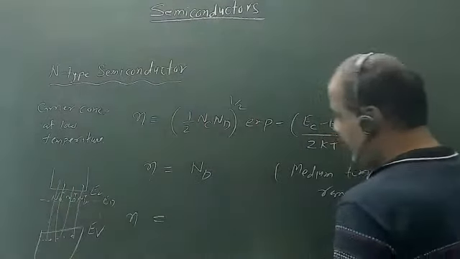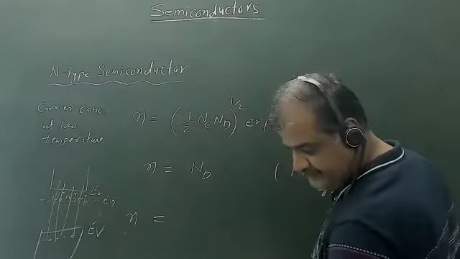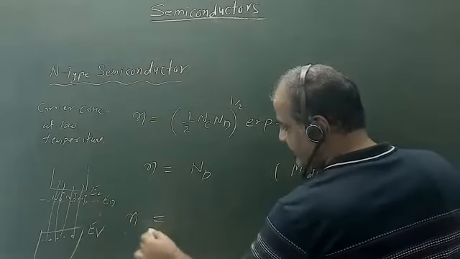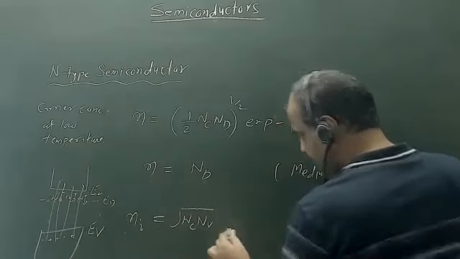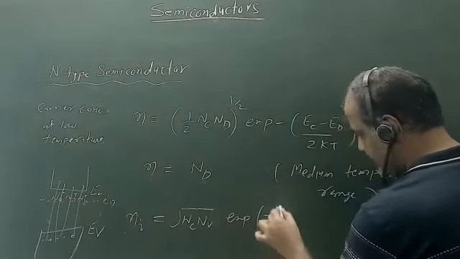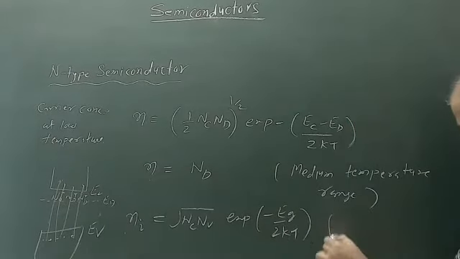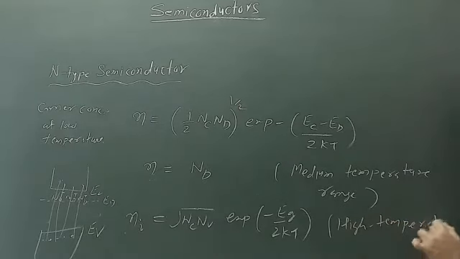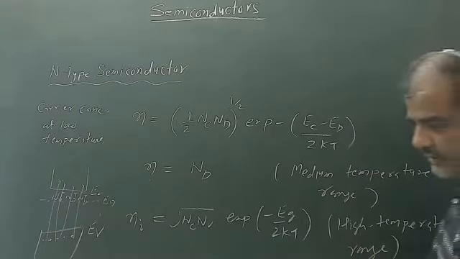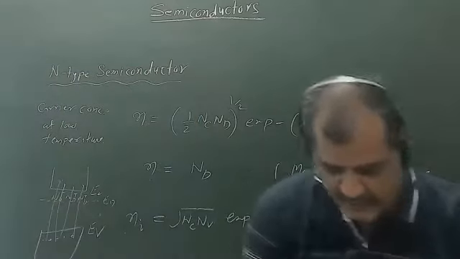So at high temperature, what is the expression for the intrinsic carrier concentration? It is √(Nc Nv) e to the power minus Eg upon 2kT. Okay, so this is my high temperature range. Now we can plot the graph of conductivity.